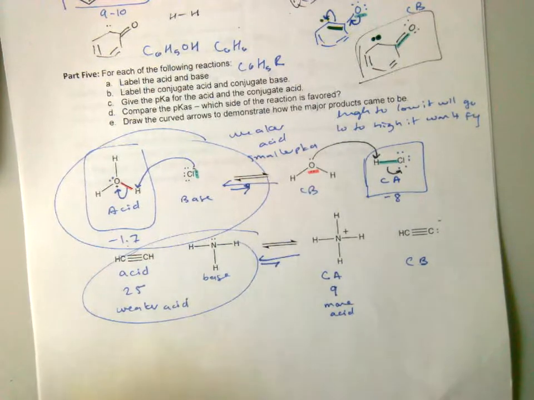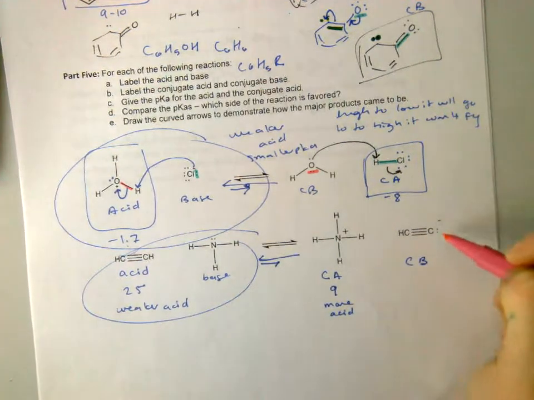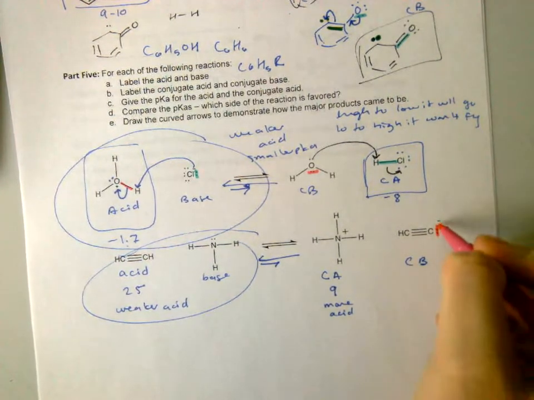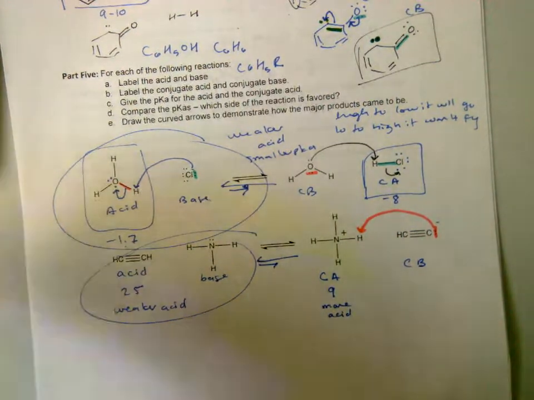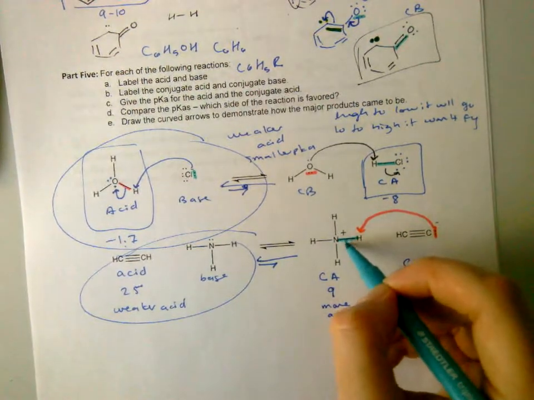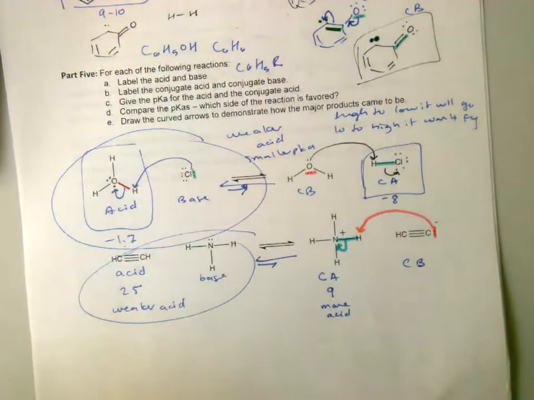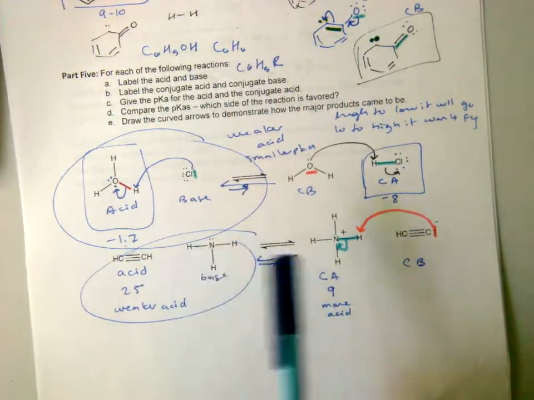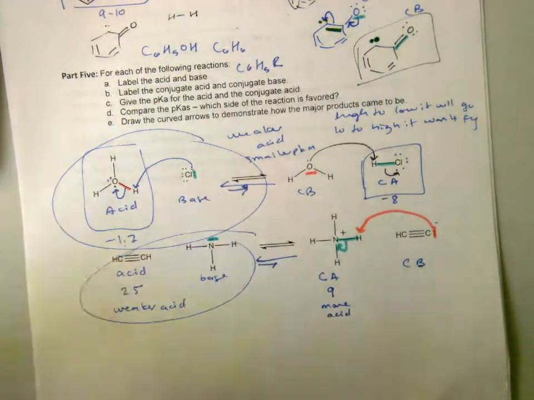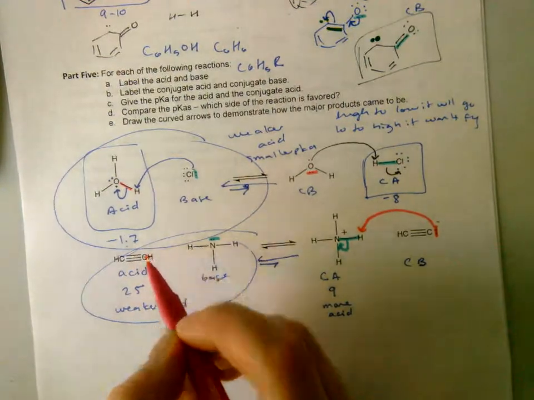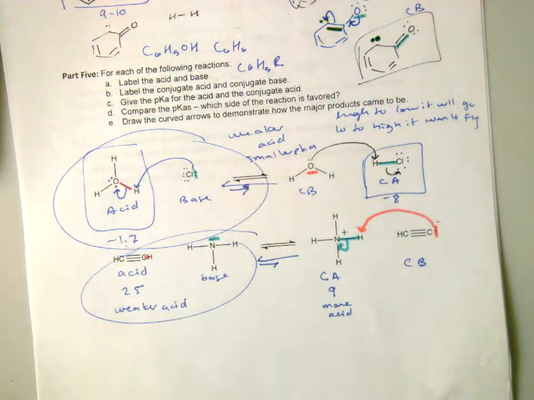And now we're going to draw the curved arrows to show how the major products came to be. So I'll say this conjugate base would come and attack this hydrogen. And then this bond would break and go back to itself. And that's how you end up with this nitrogen. Basically, this bond became this lone pair. And this became the bond between the carbon and the hydrogen.